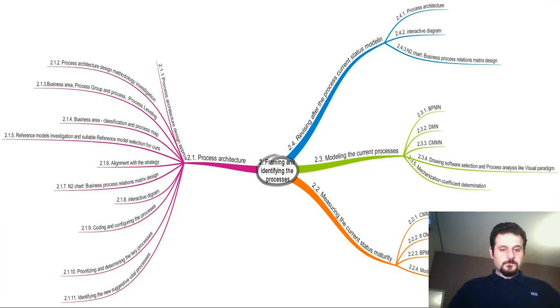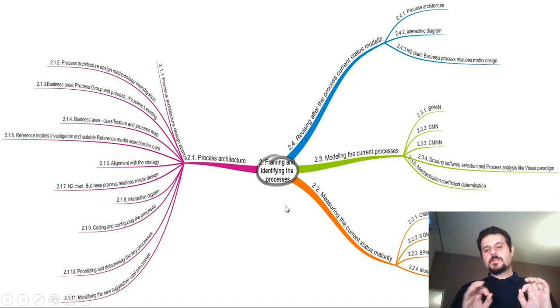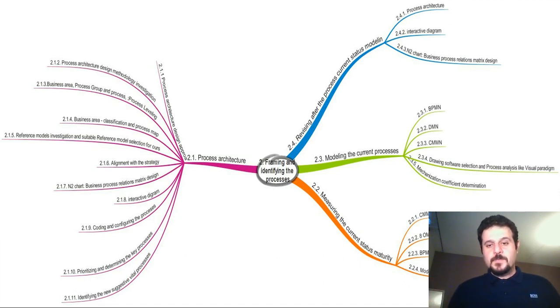And at the last, you can go to the next step. You can measure the current state maturity. Probably you should use CMMI, BPM, or other maturity techniques. I want to skip this step. I have a reason. I will talk about that. And the next is modeling the processes.